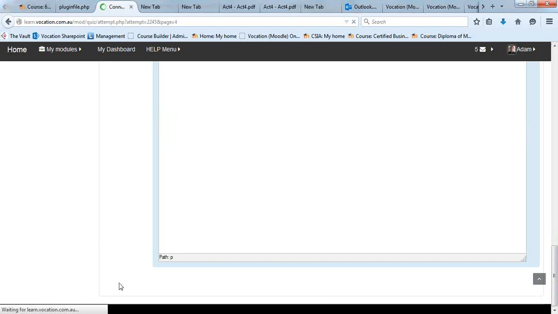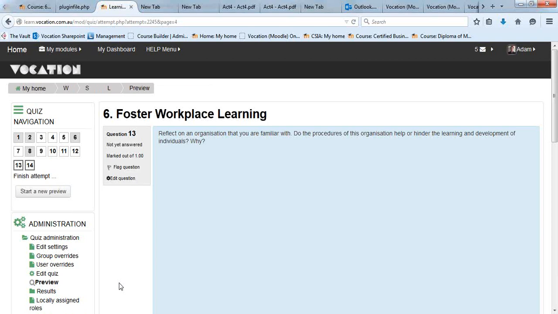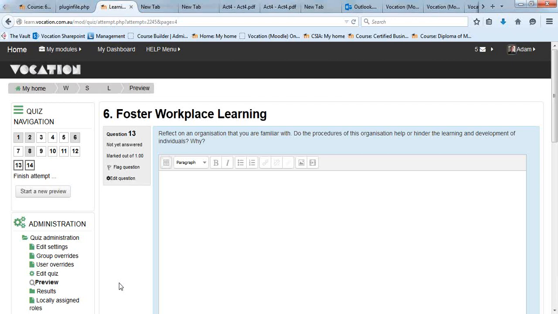Question 13. So question 13 and question 14 are both, again, reflective types of questions. It says, reflect on an organisation that you are familiar with. Do the procedures of this organisation help or hinder the learning and development of individuals, and why? This one might require you to think back to an experience where you have worked for an organisation, and to really think about the procedures within that organisation.